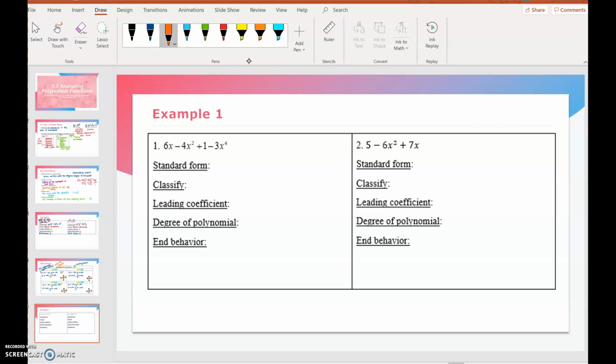So let's take a look at an example here. This example is combining what we did in the first video and in this video that we just did. So we can see the end behavior. That's what we're adding. Everything else we covered in the first video. So it first wants us to write it in standard form. And since we already went over the first 4 things, I would go ahead and pause the video and try all of this on your own.